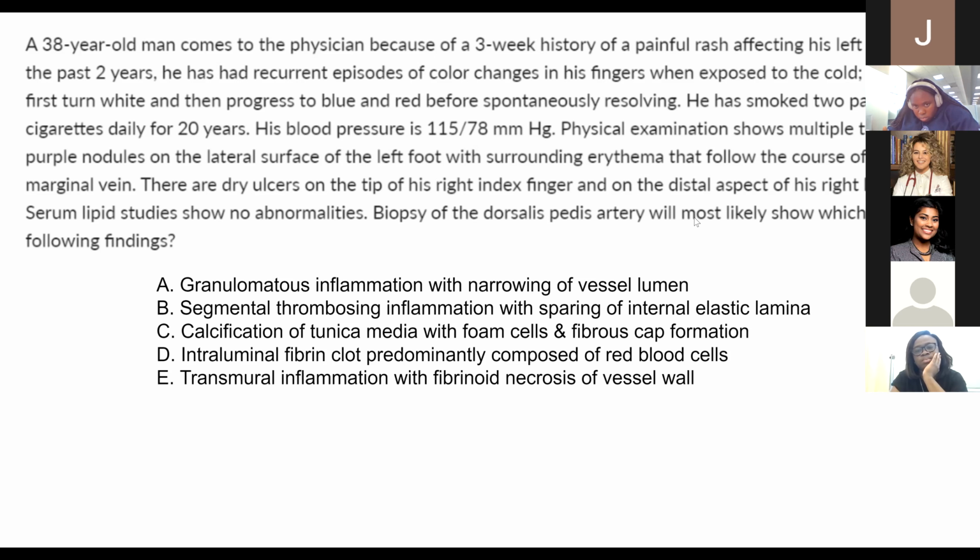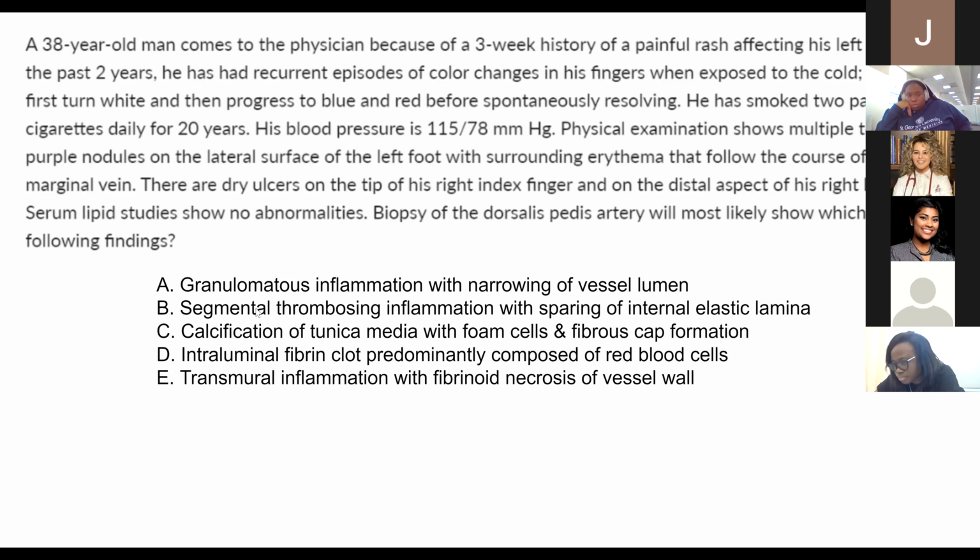Again, anything that affects your medium vessels will show which of the following findings. So now you really have to walk through each of these and be like, okay, which one is which? So congrats to everyone who figured out B is Buerger's. So segmental thrombosing inflammation with sparing of the internal elastic lamina. That is Buerger's right there. And they will word it something similar like this on your exam. They will just put inflammation in every answer choice and then sparing of this or narrowing of this, stuff like that. So being able to look through and recognize pathology is really big. So again, this one is Buerger's.